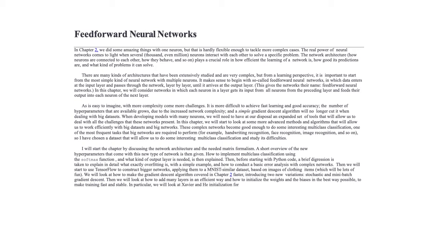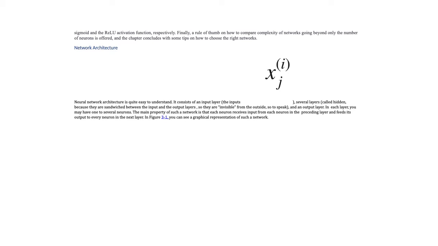Then we will look at how to add many layers in an efficient way and how to initialize the weights and the biases in the best way possible, to make training fast and stable. In particular, we will look at Xavier and He initialization for sigmoid and the ReLU activation function, respectively. Finally, a rule of thumb on how to compare complexity of networks going beyond only the number of neurons is offered, and the chapter concludes with some tips on how to choose the right networks.